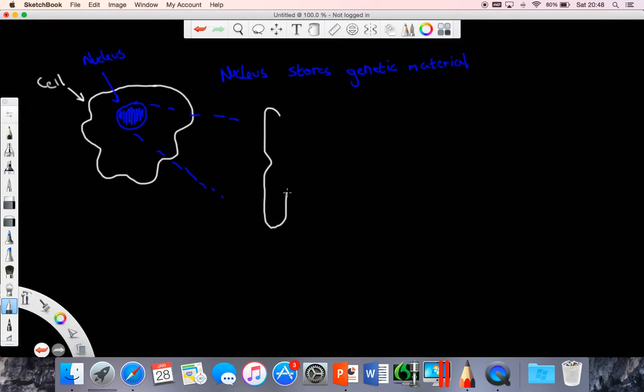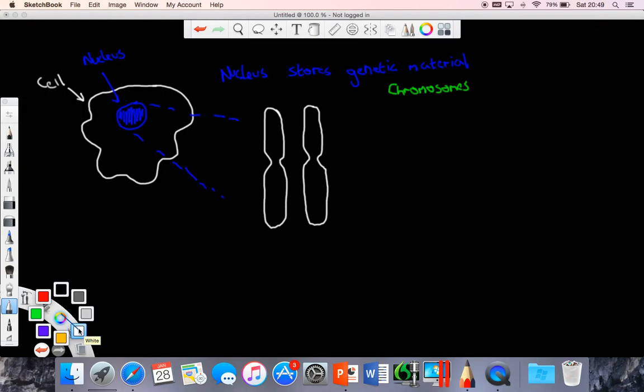And chromosomes look a little bit like this. Okay, fantastic art skills there. That would be one chromosome, and that would be two chromosomes. Okay, like so. And essentially all a chromosome is a coiled up piece of DNA. So chromosomes are a coiled up piece of DNA.